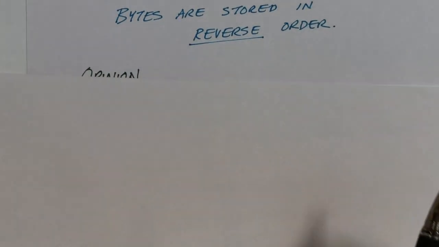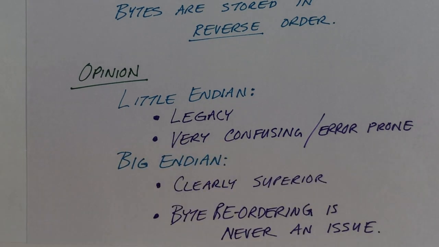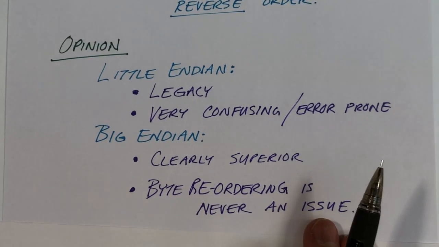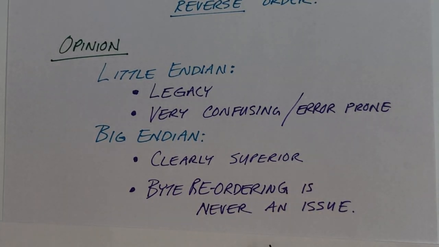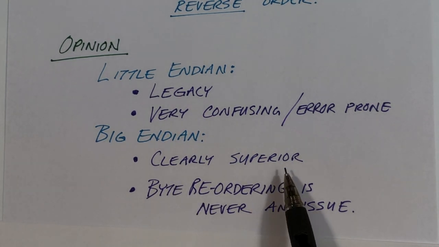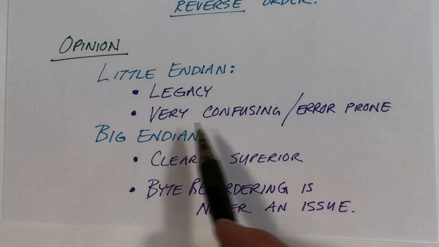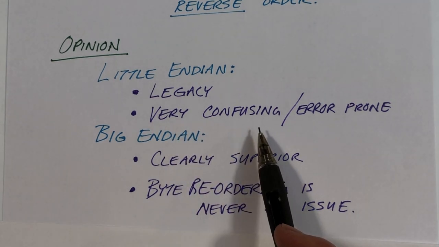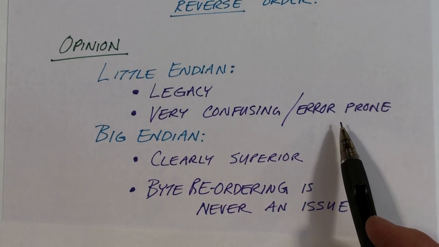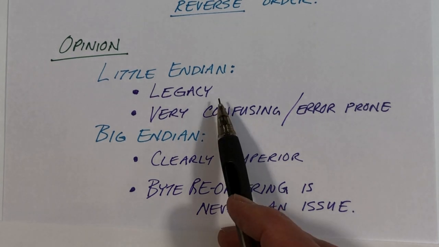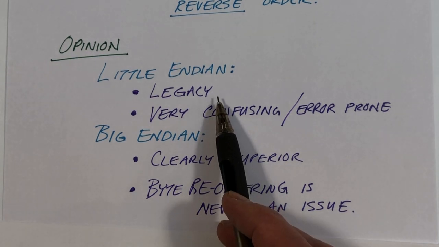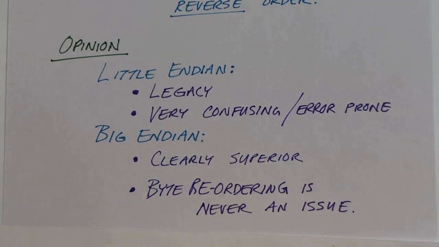Let me take this opportunity to express my opinion about this issue. I strongly prefer Big Endian. I think it's clearly superior. I find Little Endian to be very confusing and very error-prone, and it seems to be a result of legacy decisions. I understand why Little Endian was first used in the early microprocessors, but I don't think those justifications still exist.